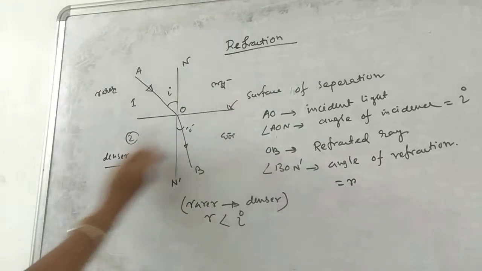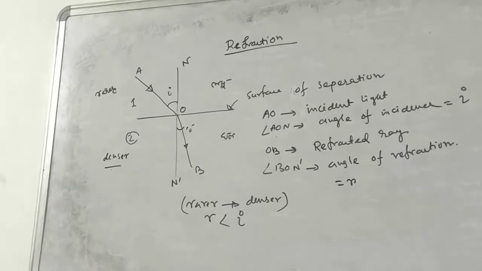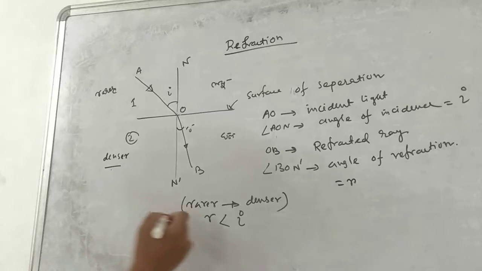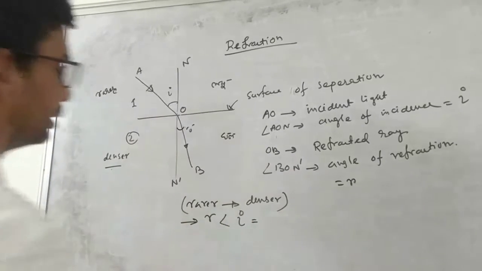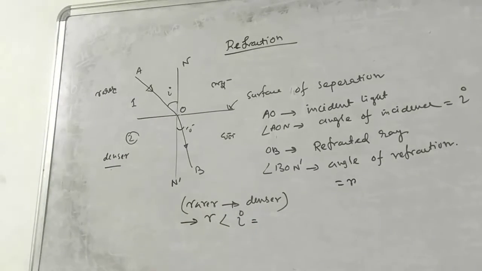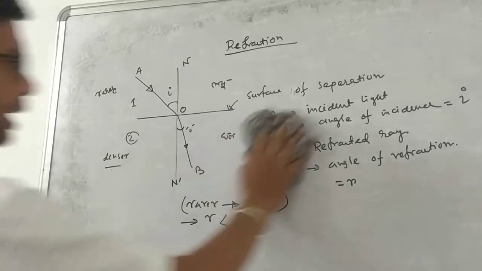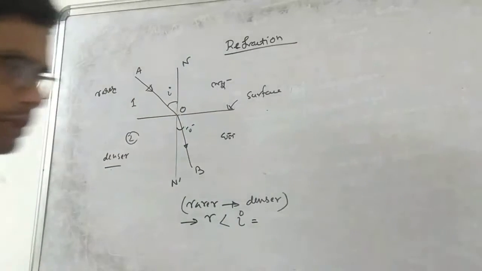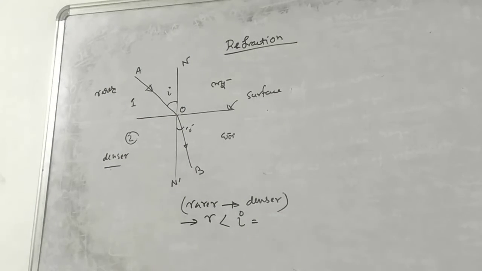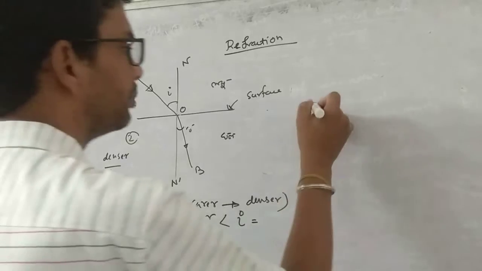So normal dike bends hoye chole aslo. And another thing is that the angle of refraction is always less than the angle of incidence. Okay, the reverse case is also possible. Reverse case means light is refracted away from denser to rarer medium.